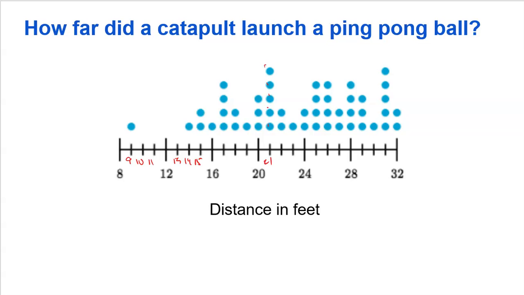The max all the way over here was twice. I went all the way to 32 feet. And it looks like once, for some reason, the ping pong ball only went to 9 feet. But again, what this allows me to see is the distribution: what values my variable took on and which ones were most often occurring.